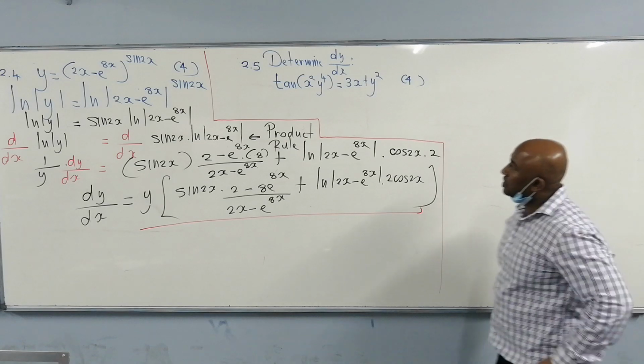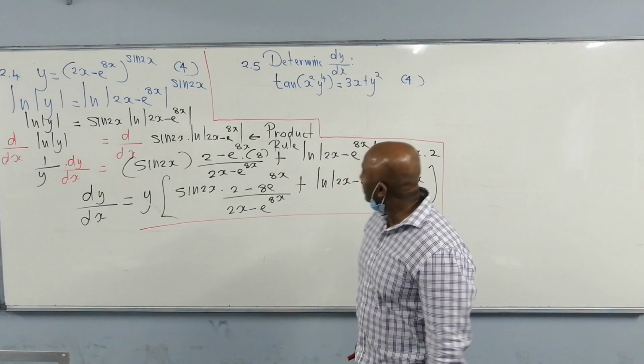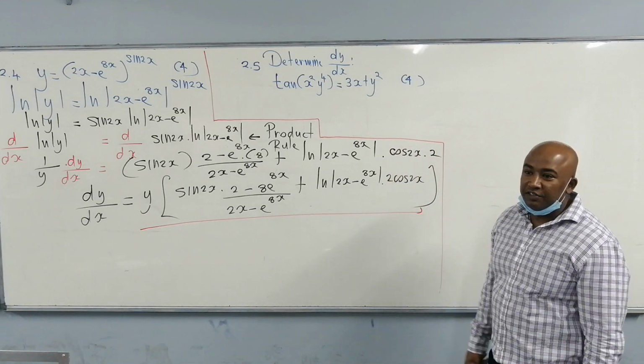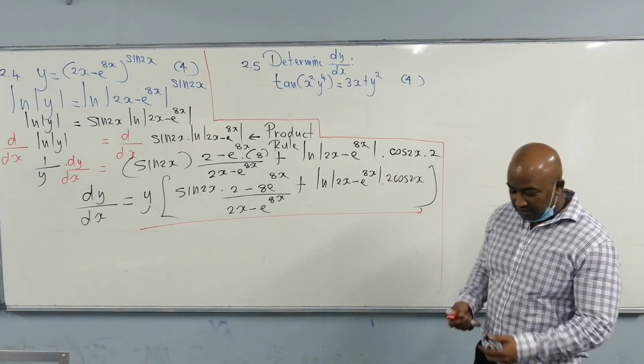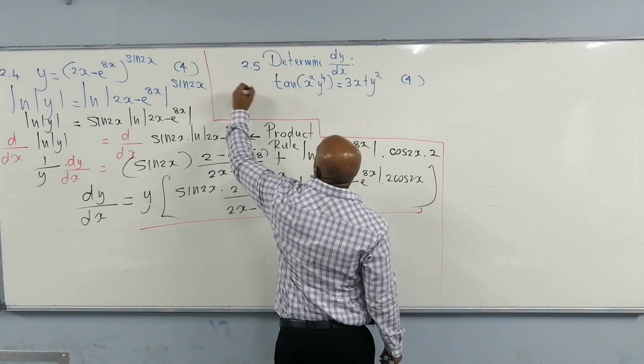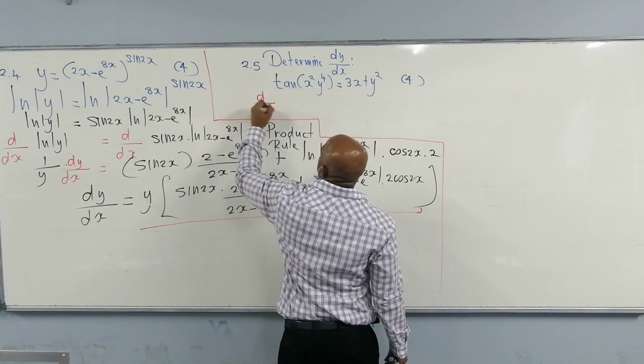Right, so the next question here, determine dy over dx, 4 marks again. Y is not the subject of the formula, so we differentiate implicitly. So all I'm going to do is go d over dx on the left hand side and d over dx on the right hand side.